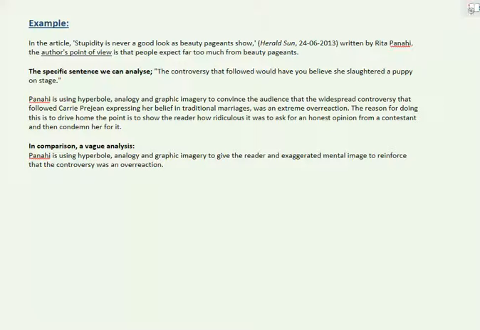Panahi is using hyperbole, analogy, and graphic imagery to convince the audience that the widespread controversy that followed Carrie Prejean expressing her belief in traditional marriage was an extreme overreaction. The reason for doing this is to drive home the point, to show the reader how ridiculous it was to ask for an honest opinion from a contestant and then condemn her for it. That is a fairly strong support for Panahi's stance that these beauty pageants should just be about beauty.